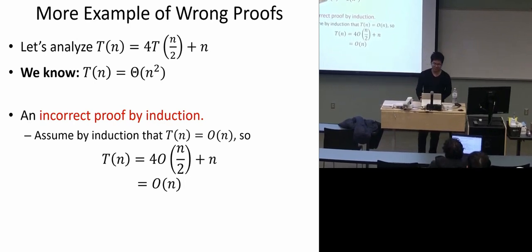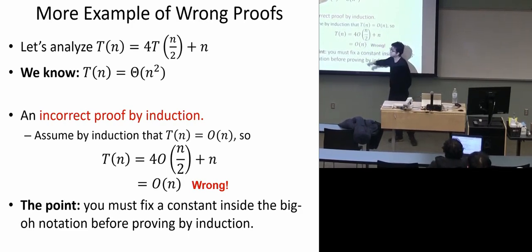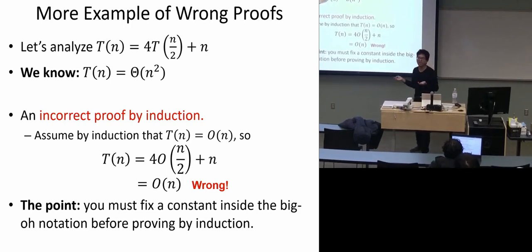What is wrong is that you can actually hide some constant here, and it's not actually the same constant that you get at the end. If you try to put some specific constant C in the induction hypothesis, you will find out that there is just no constant that makes it work ever. But the big O notation hides that, and that's why you get something wrong.